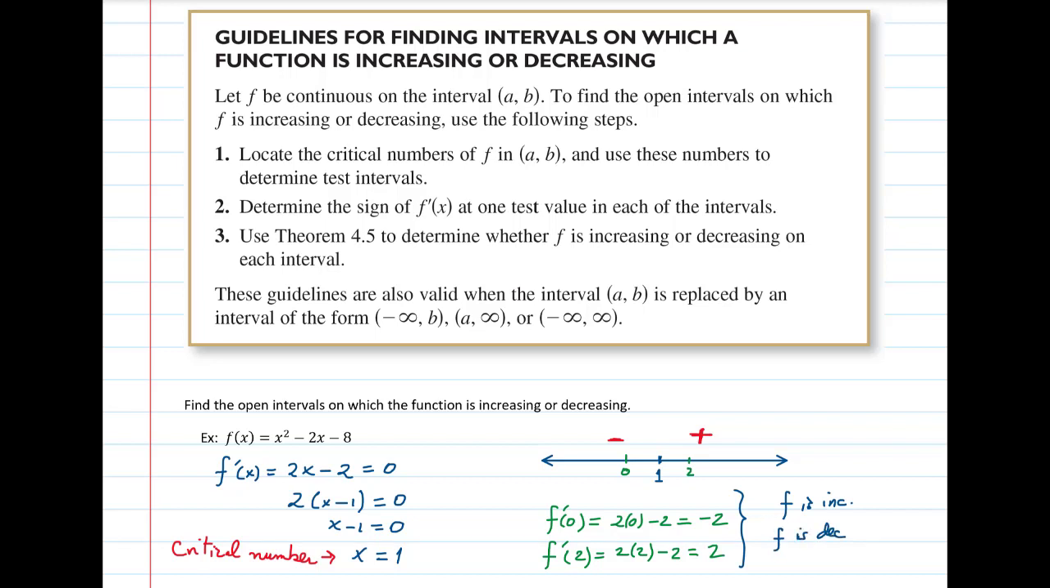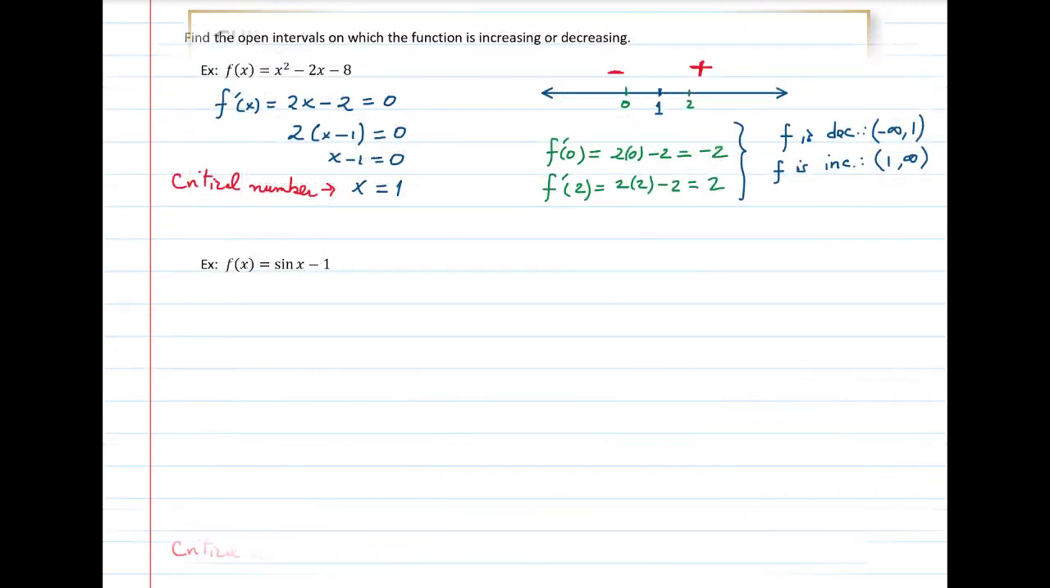And then I get 2 for f prime of 2, the derivative of f at 2. I get 2, which is positive, so that whole interval is going to be increasing from 1 to positive infinity. All right, so writing this in interval notation, I get that function f is decreasing from -infinity to 1, and f is increasing from 1 to infinity.